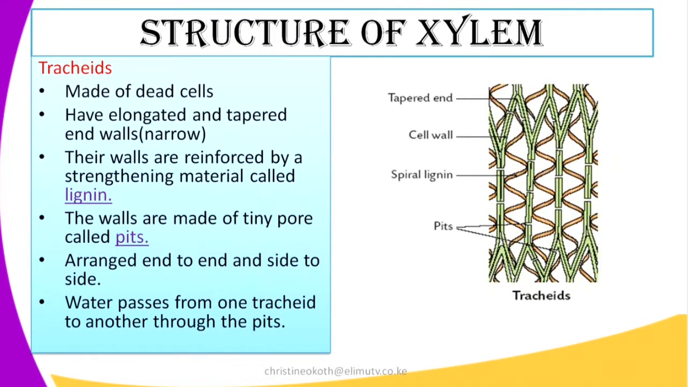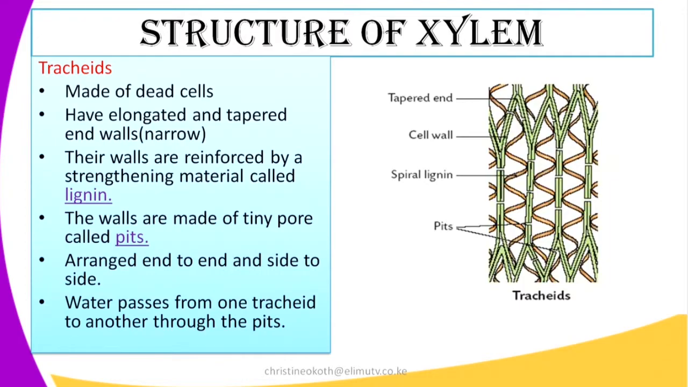Then their walls are reinforced by a strengthening material which is called lignin. Lignin is the strengthening material that helps the plant to have a rigid and upright posture. Then the walls have tiny pores which are called pits. If you try to locate the pits in our illustration, down there you have the pores, they are like holes. Those are what we call the pits.